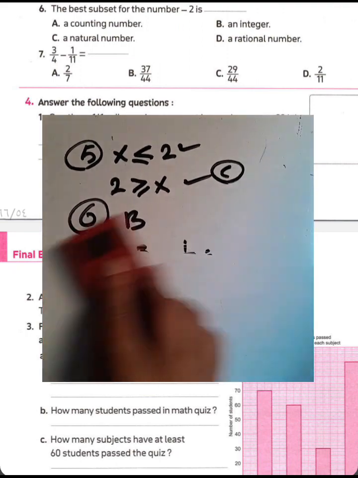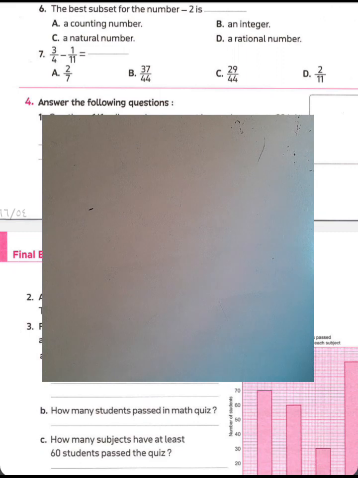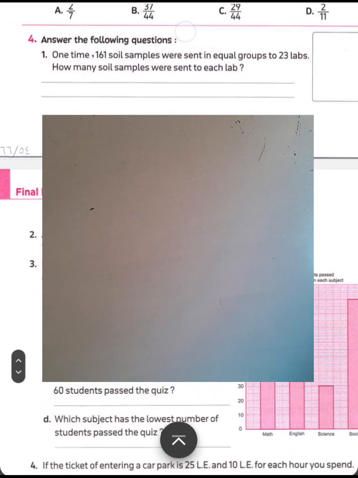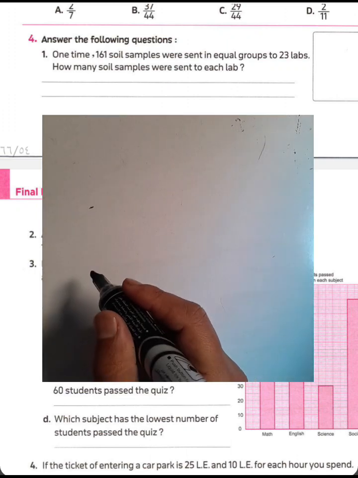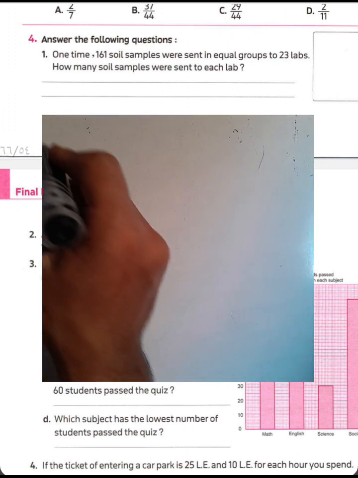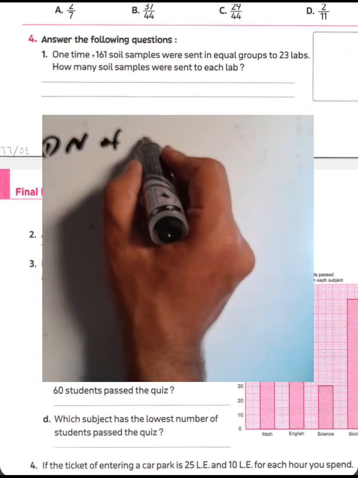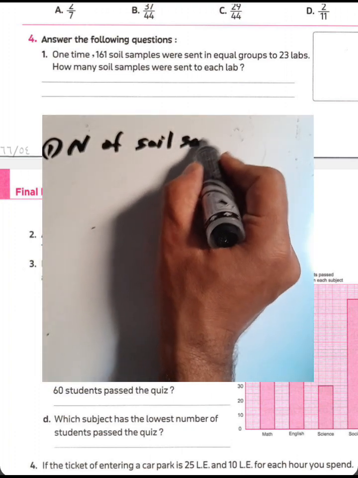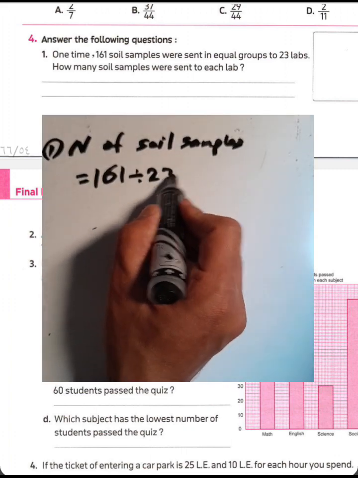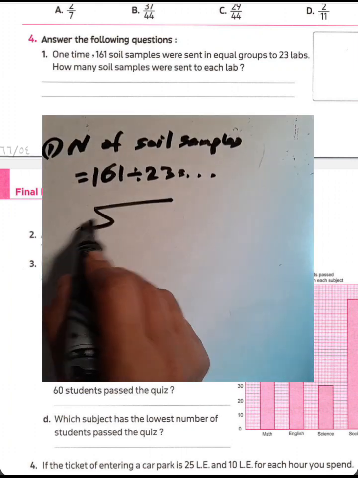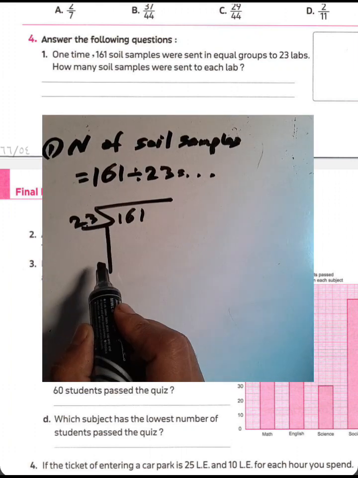Next question, number 4. Answer the following question. One time 161 soil samples were sent in equal groups to 23 labs. How many soil samples were sent to each lab? We can find the number of soil samples by using division. 161 divided by 23. What will it be?